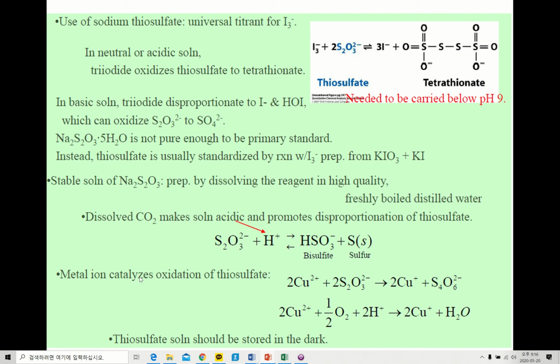Metal ions catalyze oxidation of thiosulfate. For example, this copper ion enhances this reaction. This copper is working as what? Catalyst. So you have to avoid metal ions when you are dealing with thiosulfate. Thiosulfate solution should be stored in the dark.